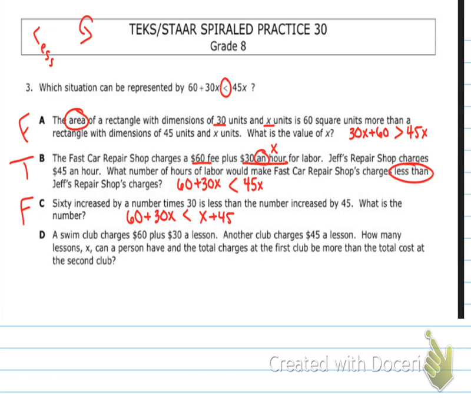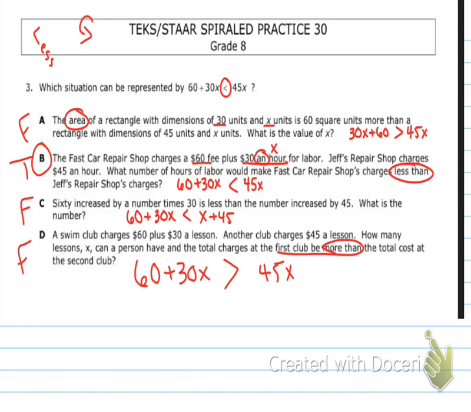So that one's going to be a little bit easier. 60 plus 30x. And then another club charges 45 a lesson. So we need to focus on, will the first club be more than the second club? So I'm going to use greater than. And that answer is also false. So the answer I'm going with here is B.